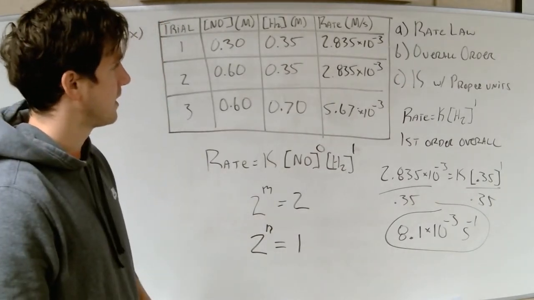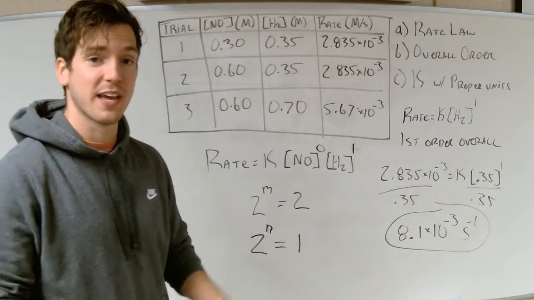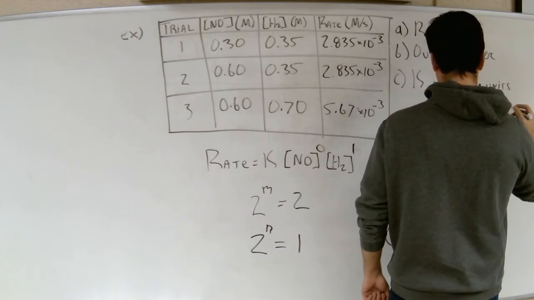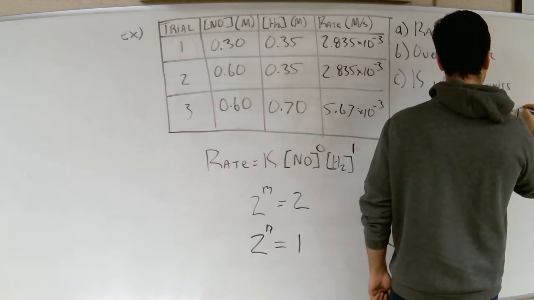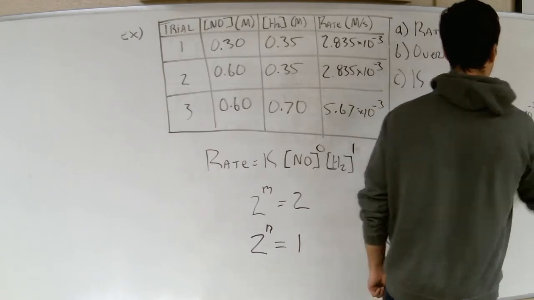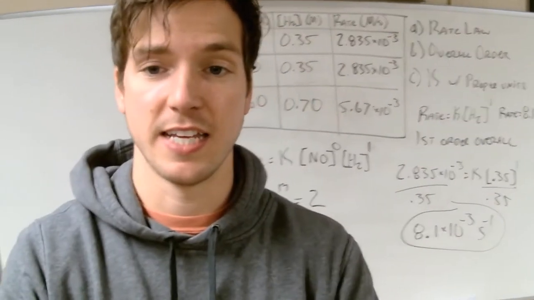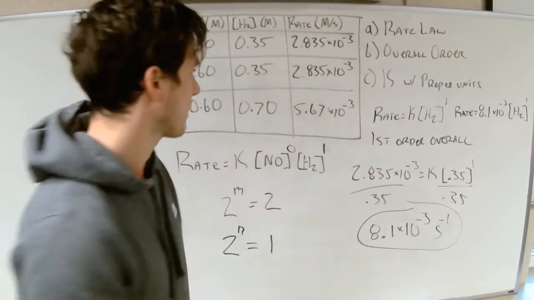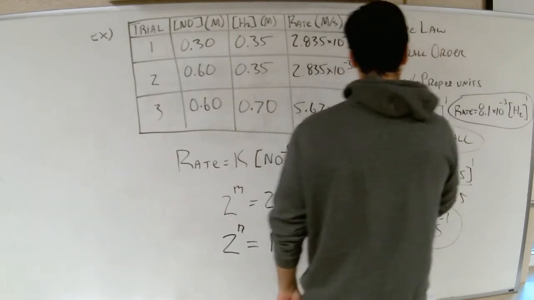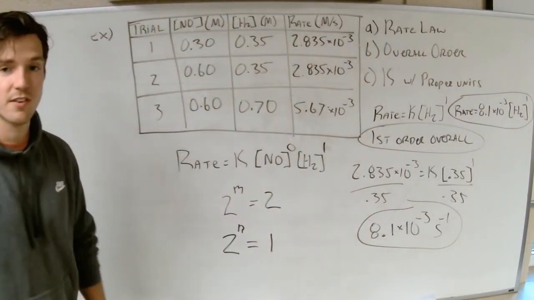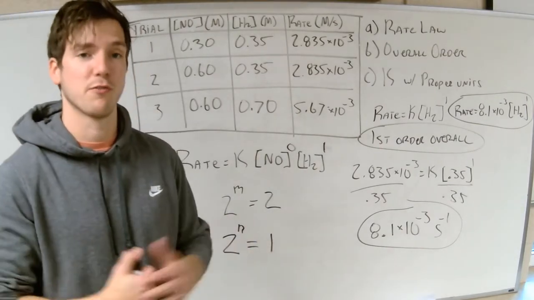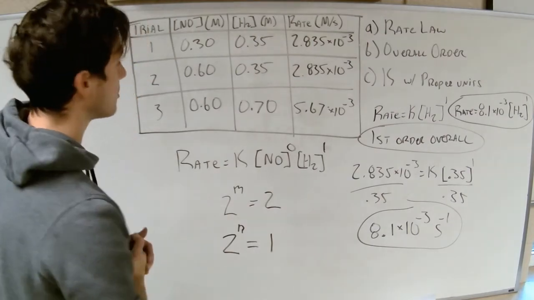Okay. And then if you wanted to, you could go ahead and plug that K into your rate law so that you would have a total equation to get rate for any reaction. So I would stick with this for your rate law. First order overall, and your K is 8.1 times 10 to the negative third seconds to the negative 1, or 1 over seconds. Okay? Let's do one more example.